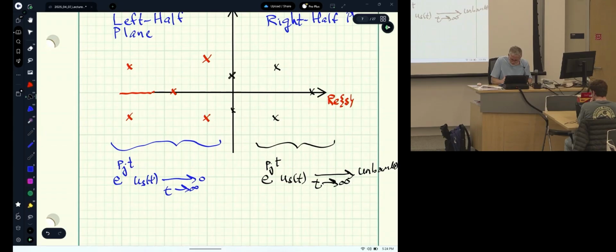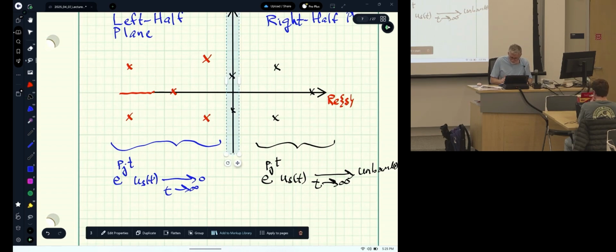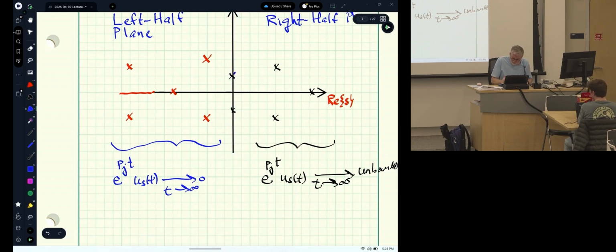Let me make these guys. Let's see if I can make them blue. No, overwrite.